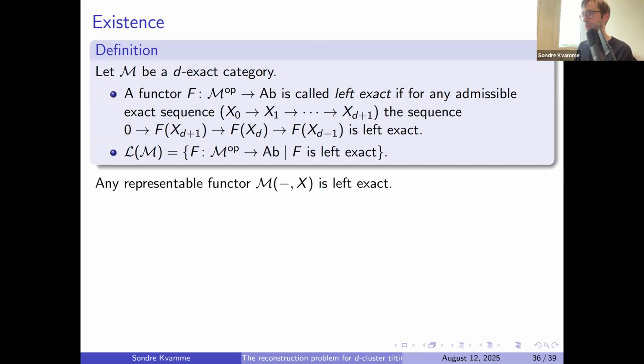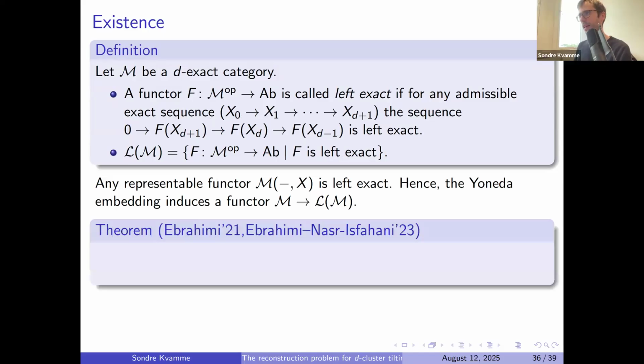One can show that any representable functor is left exact, and that's basically just from the definition of the exact sequences. If you remember, we had some exactness when applying a contravariant Hom functor, and that exactness implies in particular that such a sequence is exact. So the Yoneda embedding induces a fully faithful functor from M to Lm. And there are already some things which are known for Lm, due to work by Ebrahimi together with Nasr Isfahani. It's the following theorem.